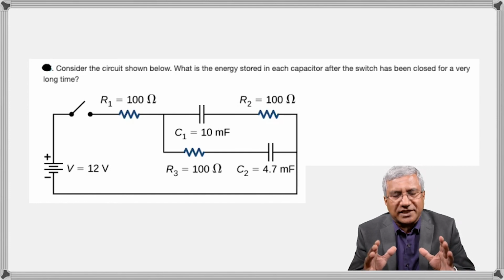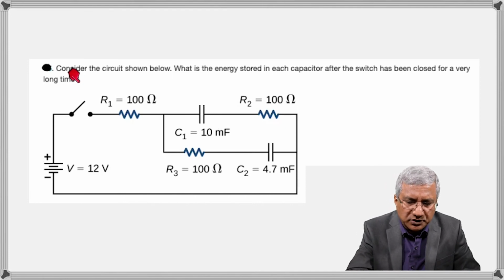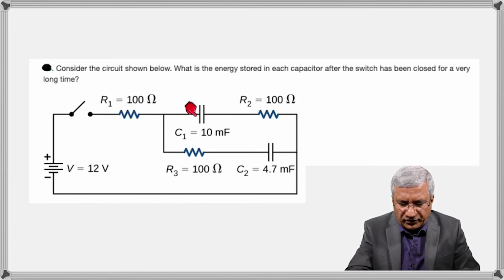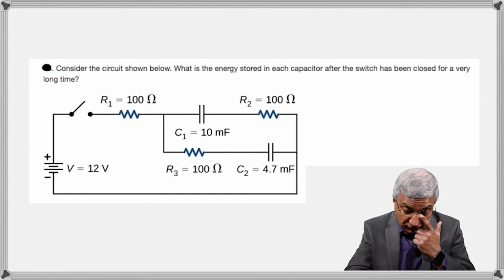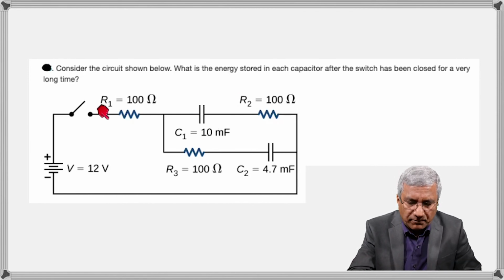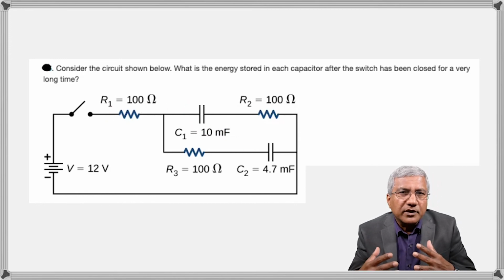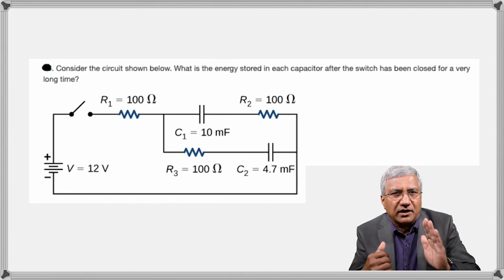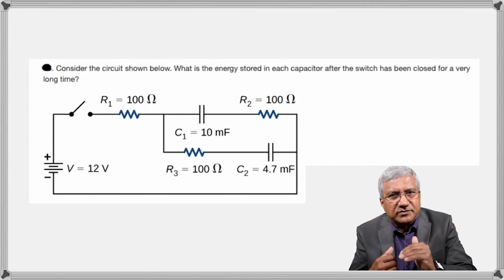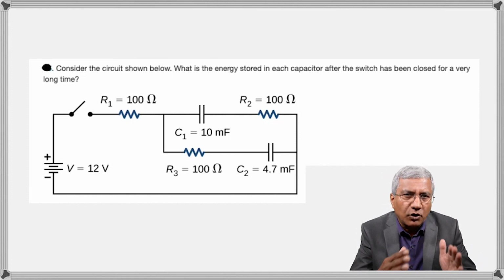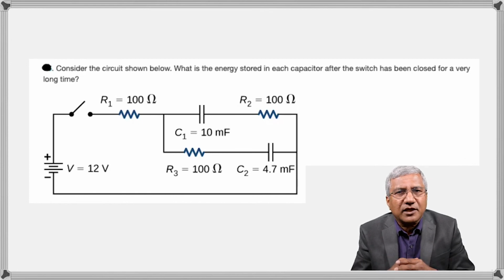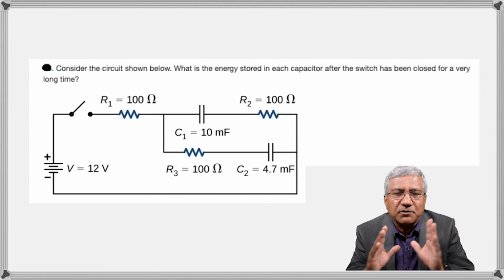So first of all, you take a look at the circuit and you see, okay, there is a switch here, which it says has been closed for a long time. And you have resistances, three of them, and you have two capacitances. So when the switch is closed, the capacitors will get charged. But if you remember, the charging rate is initially very high and then it slows down. So if the switch is closed for a long time, then the capacitors get maximum charged.